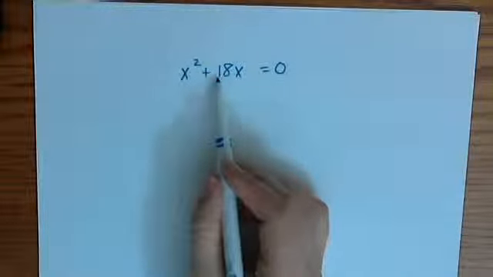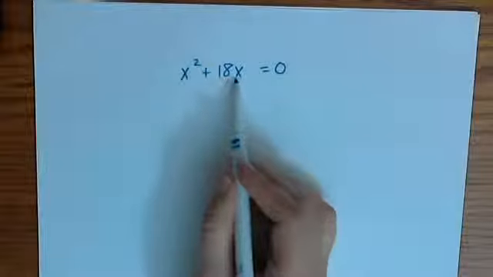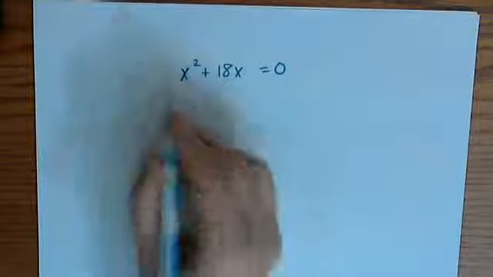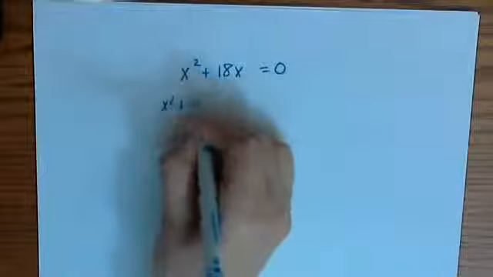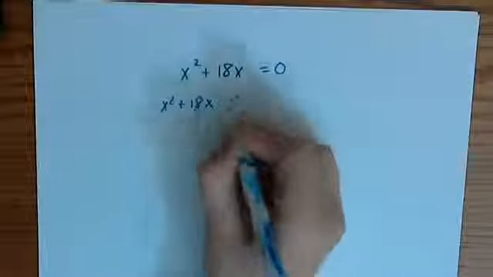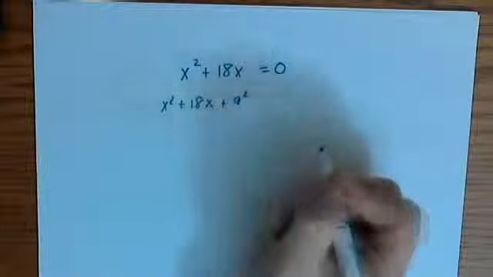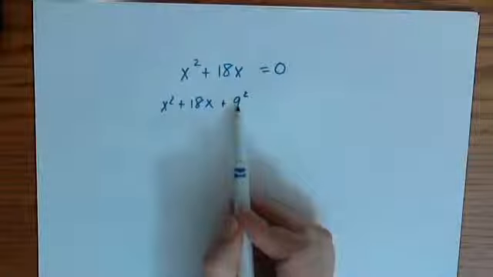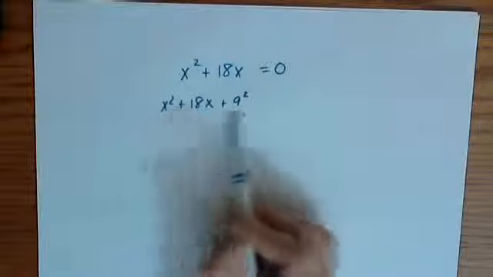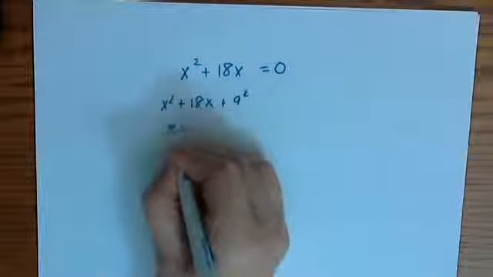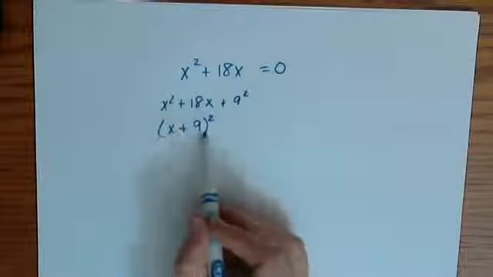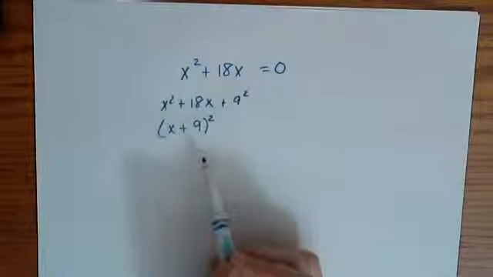And the answer is that I can divide the coefficient in front of the x by 2 and then square it. So what I'm going to have is x squared plus 18x. 18 divided by 2 is 9. So I'm going to add a 9 squared. Because when I add a 9 squared, that makes this a perfect square, which is going to be x plus 9 squared. Now try it. You FOIL this out and see if you get exactly that back.